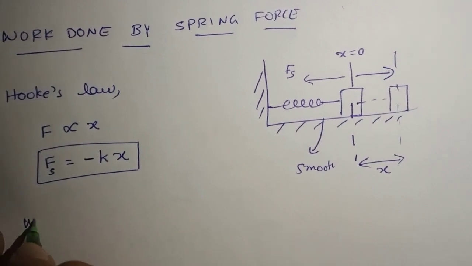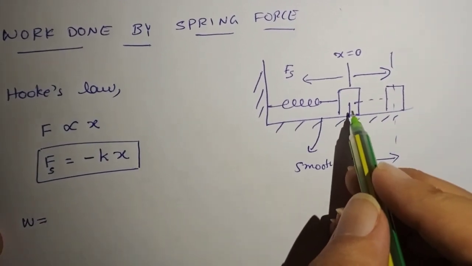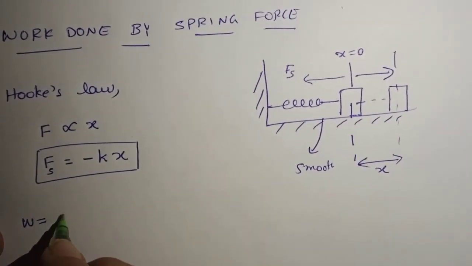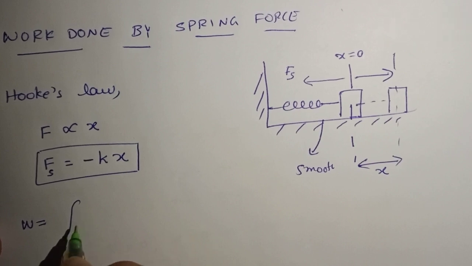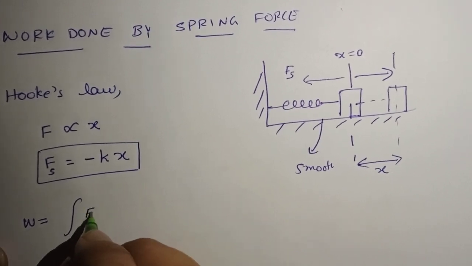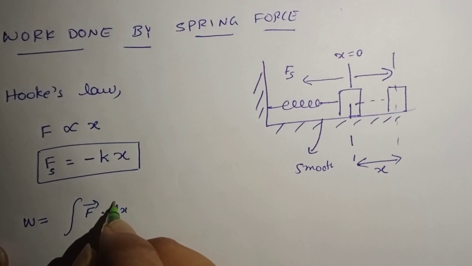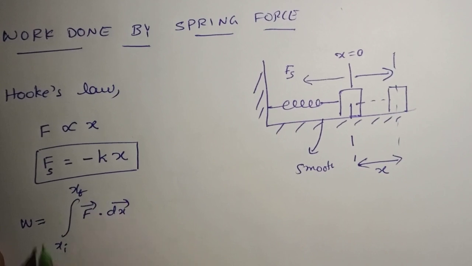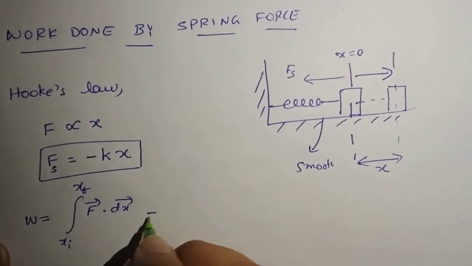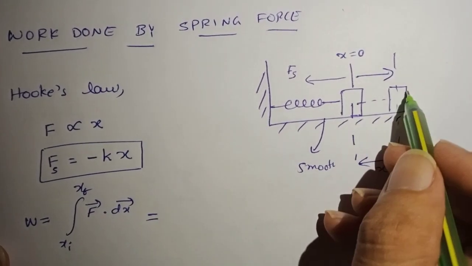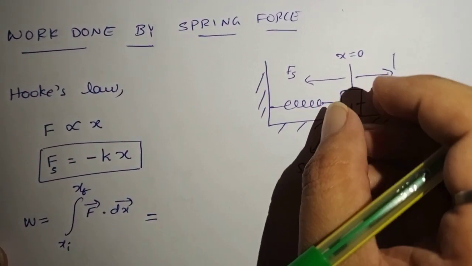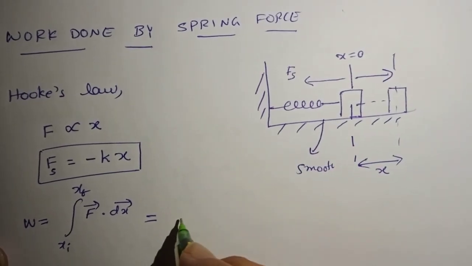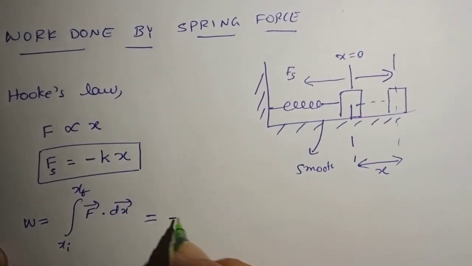Now how to calculate work done? Now we know as the extension increases here, spring force also increases. So here there is a variable force. So work done is equal to integration of F dot dx between the limits xi and xf. So work done is the definite integral of force over displacement. Now what about the angle between displacement and spring force? The block is being displaced forward, spring force is pulling the block backwards. So angle between them is 180 degrees. So I'll write minus here.